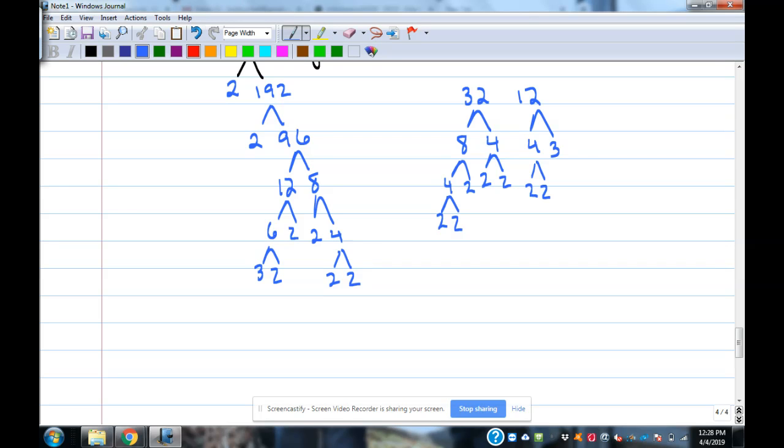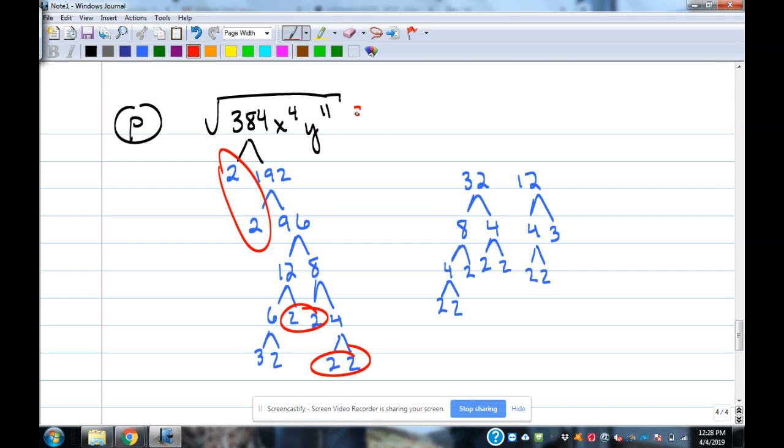Now we start looking at pairs. Got a pair of 2s. Got a pair of 2s. Got a pair of 2s. 1, 2, 3 pairs of 2s. So that's 2 times 2 times 2. Leave myself some space for the variables. What doesn't have a buddy in my factor tree over here? 3 and 2. So that's going to be what on the inside? 6. Okay. 384 is a big number, so the factor tree is going to be long.